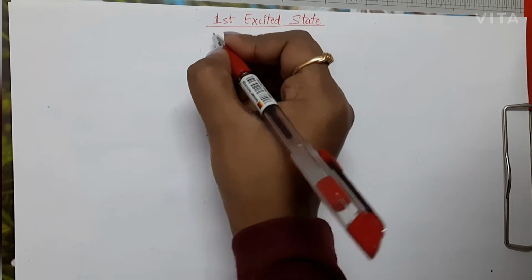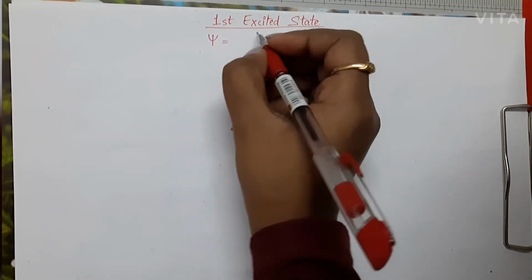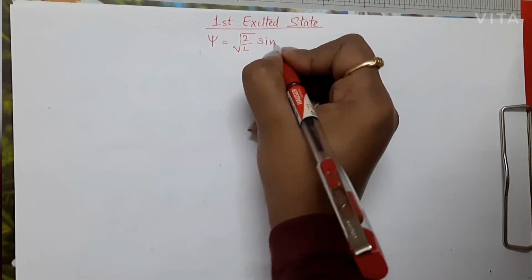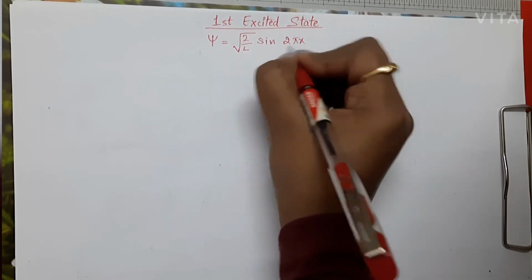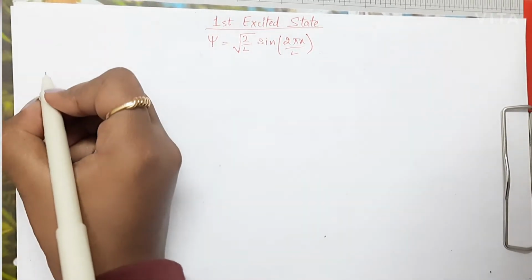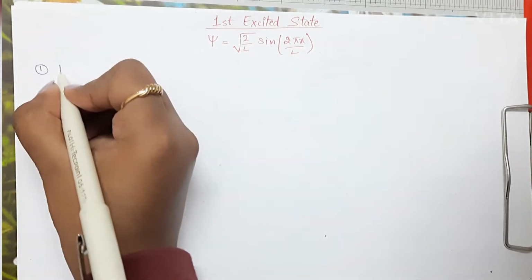So in the previous video of quantum, we discussed the ground state of a particle in a 1D box. Now we are going to discuss the first excited state and try to locate the maxima, minima and the node. In the case of the first excited state, the wave function is root 2 by L sine 2 pi x by L. This we know. Now first of all, moving on to maxima.